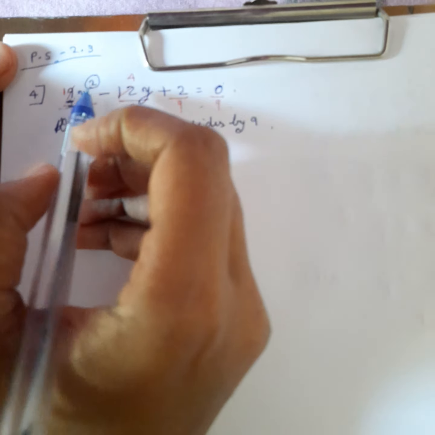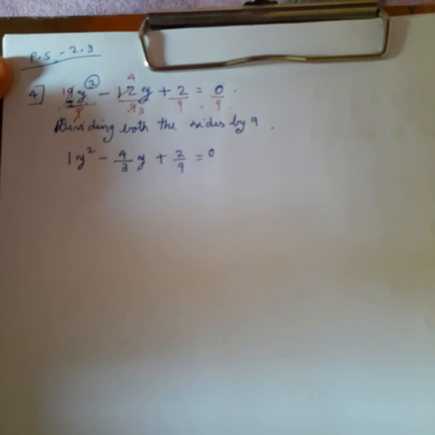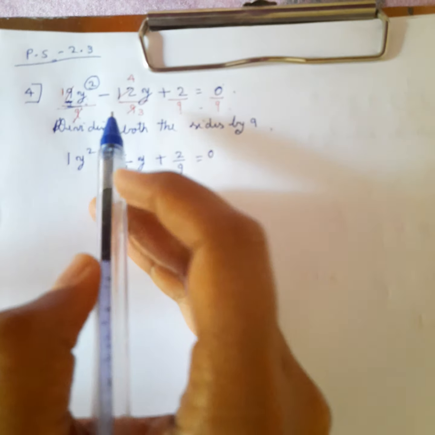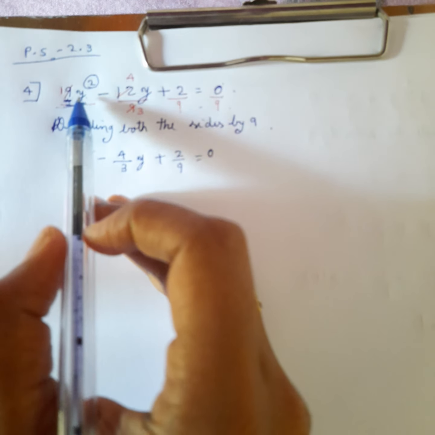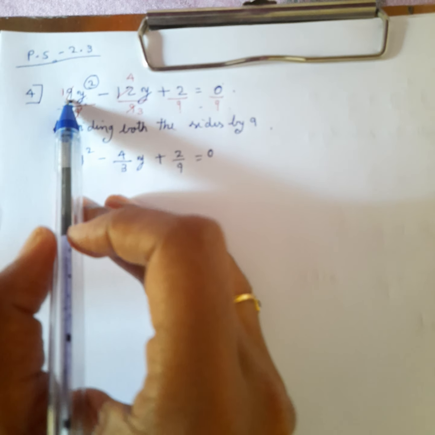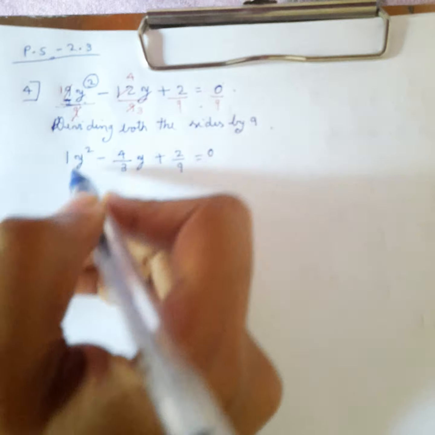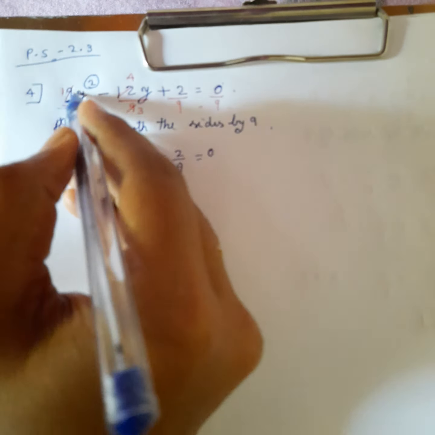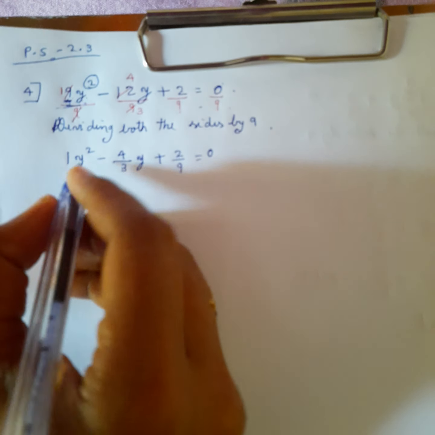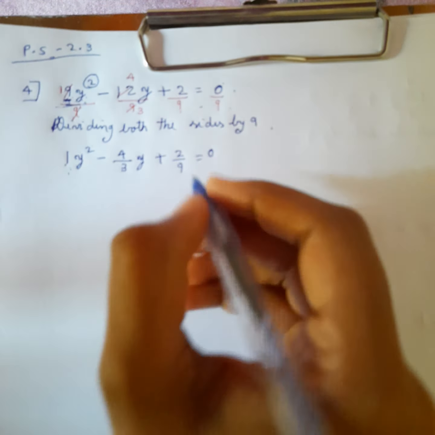And always remember, if we have a quadratic equation with the first term having a coefficient other than 1, we have to make it 1. This is the first step. Always remember, don't do it directly. So here we have the coefficient of y square as 1. After this we will do the calculation as usual.